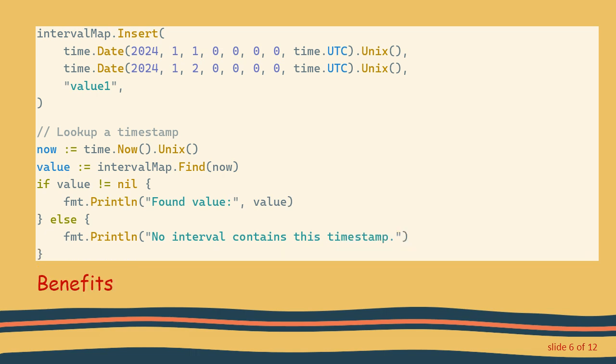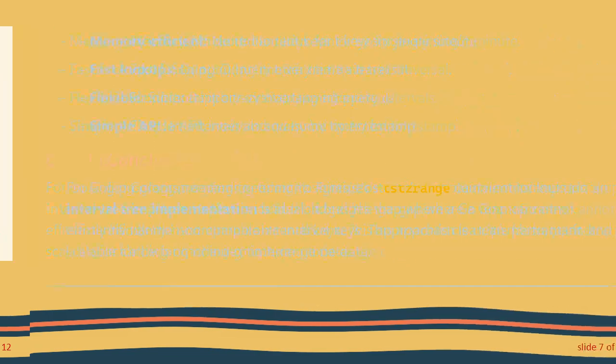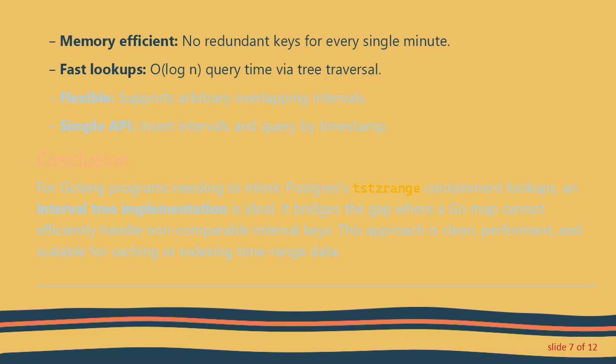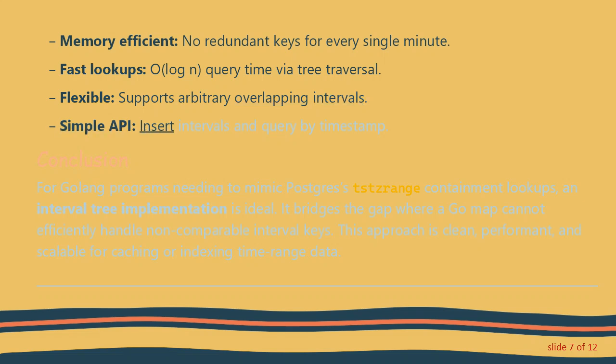Benefits. Memory efficient, with no redundant keys for every single minute. Fast lookups, with O(log n) query time via tree traversal. Flexible, supporting arbitrary overlapping intervals. Simple API: insert intervals and query by timestamp.